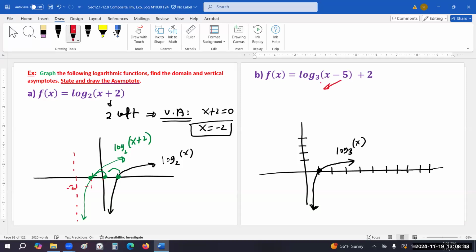Minus 5 inside the parenthesis next to x. Which direction? Right 5. That means we get a vertical asymptote from here. What is the vertical asymptote? X equals 5. And then you have plus 2, a single number.